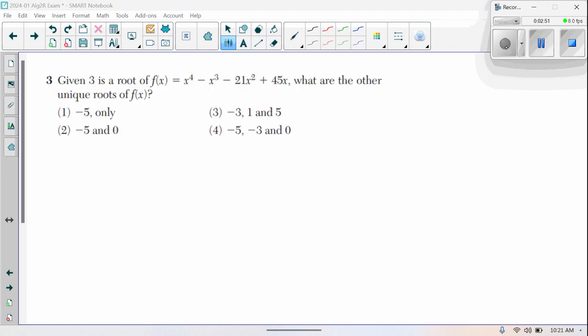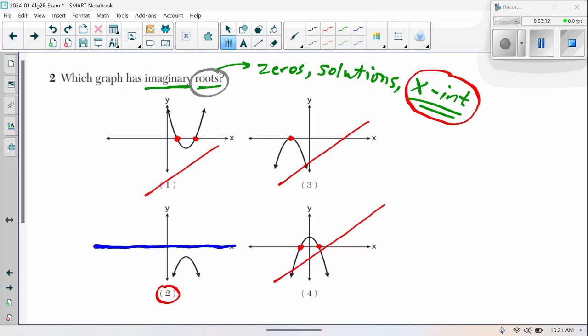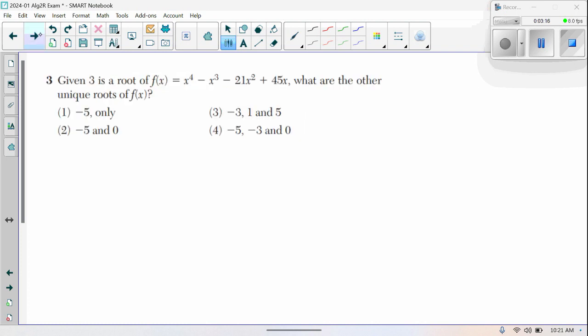Right, number 3, let's actually start to use the calculator. Right, given 3 is a root of f of x, which is x to the fourth minus x cubed minus 20x squared plus 45x. What are the other unique roots of f of x? Again, in problem 2, we said roots are the same things as x-intercepts. So I'm just going to graph this right here and see where it touches the x-axis.